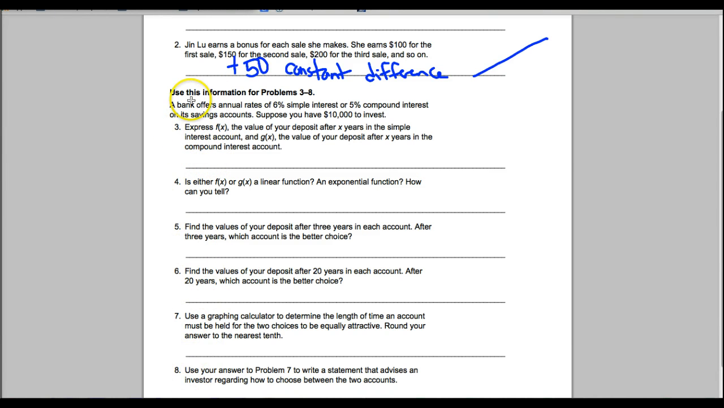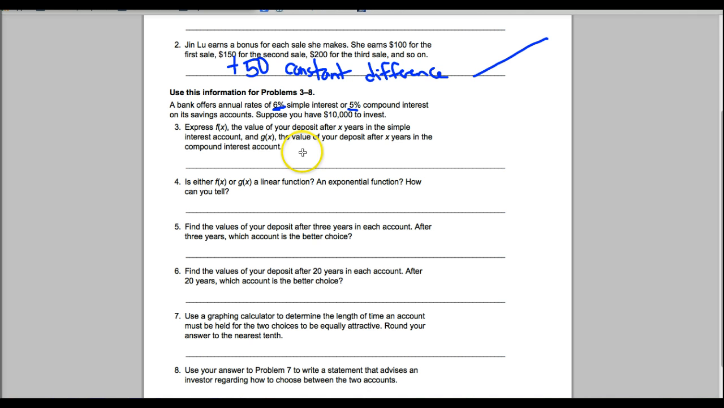A bank offers annual rates of 6% simple interest or 5% compound interest on its savings account. And let's suppose you have $10,000 to invest. Express f of x, the value of your deposit after x years in the simple interest account, and g of x, the value of your deposit after x years in the compound interest account.